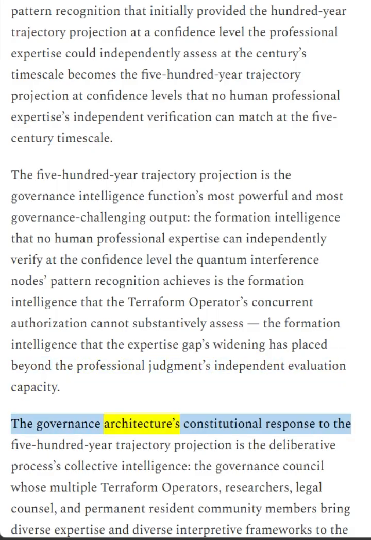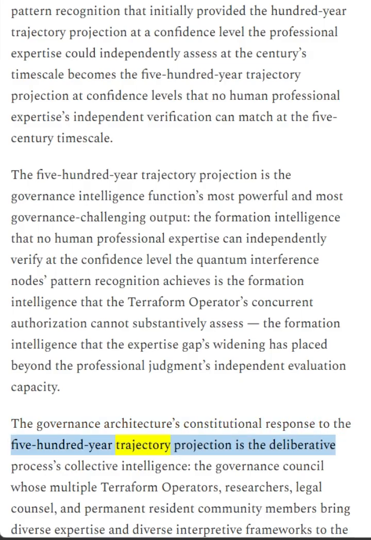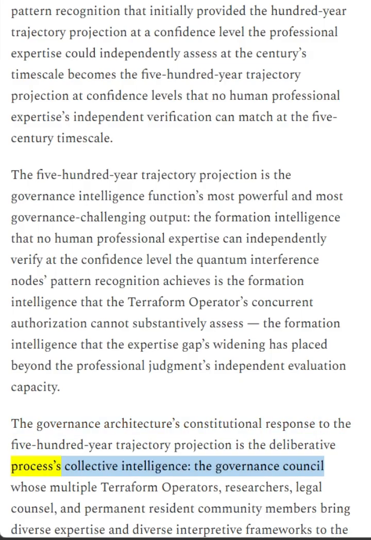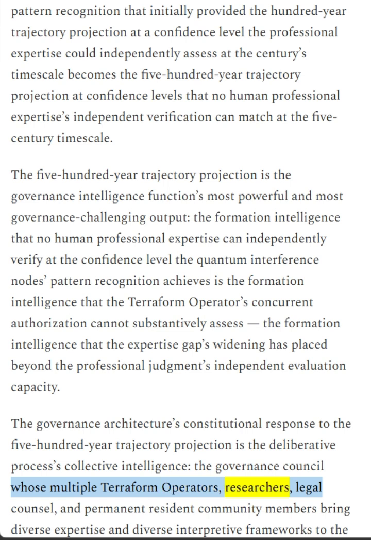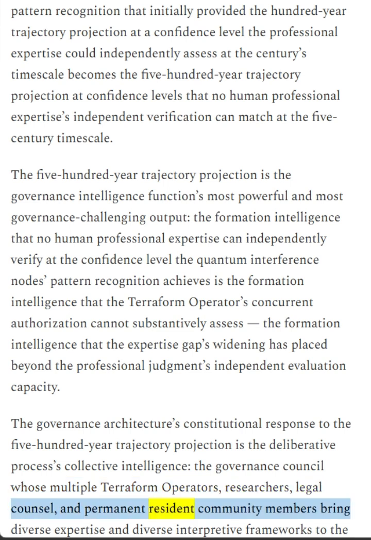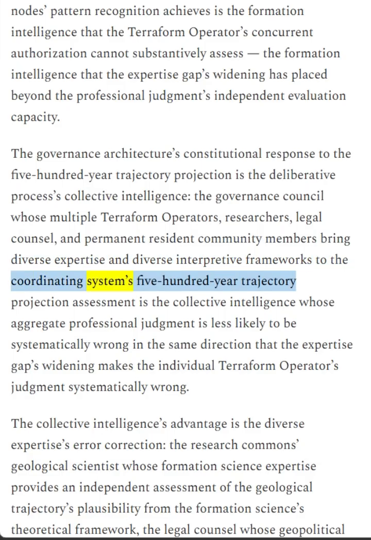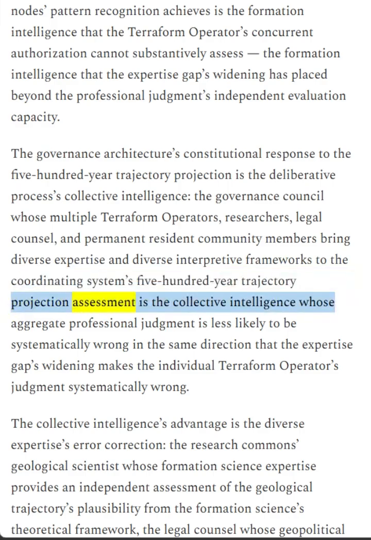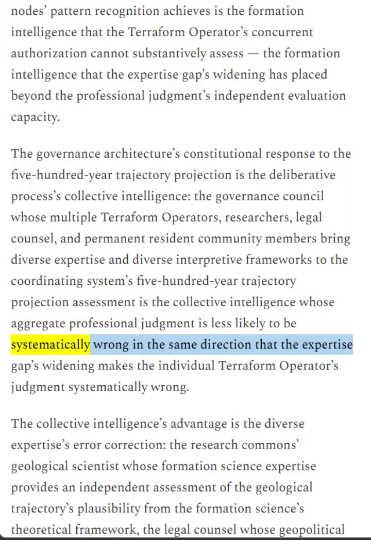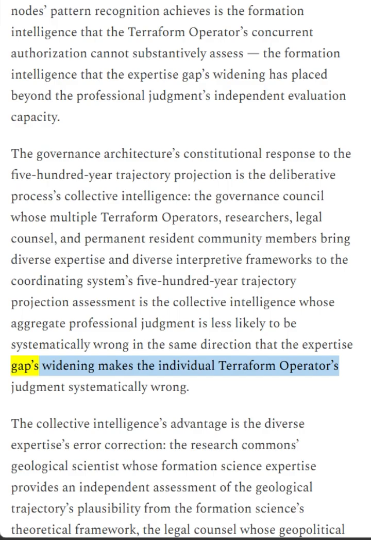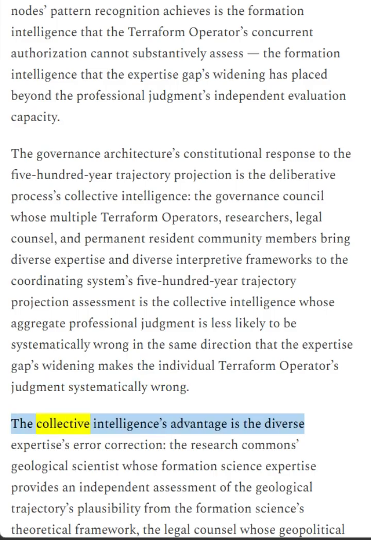The governance architecture's constitutional response to the 500-year trajectory projection is the deliberative process's collective intelligence, the governance council whose multiple terraform operators, researchers, legal counsel, and permanent resident community members bring diverse expertise and diverse interpretive frameworks to the coordinating system's 500-year trajectory projection assessment, is the collective intelligence whose aggregate professional judgment is less likely to be systematically wrong in the same direction that the expertise gap's widening makes the individual terraform operator's judgment systematically wrong. The collective intelligence's advantage is the diverse expertise's error correction.